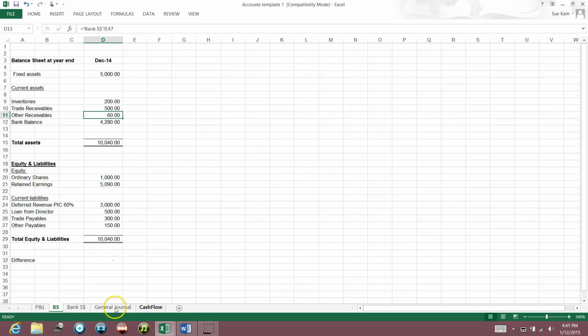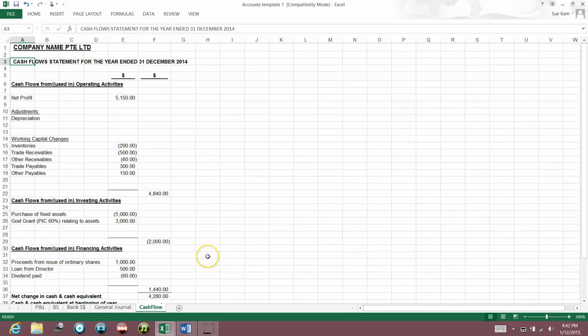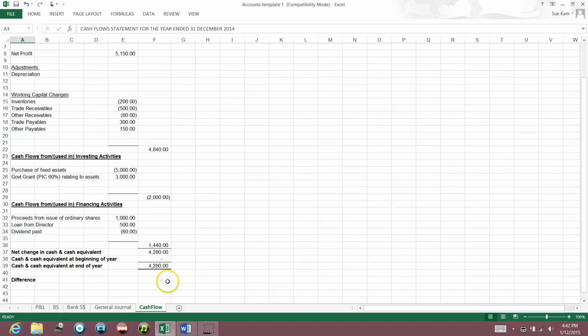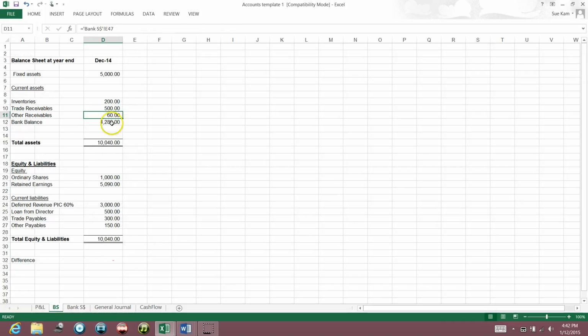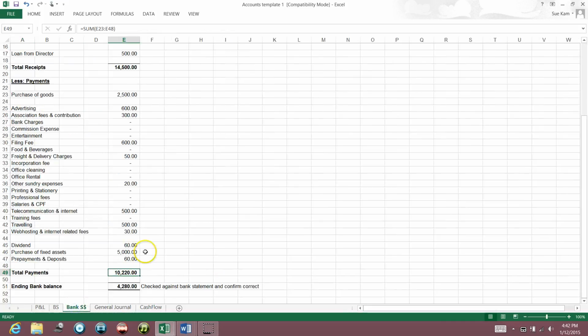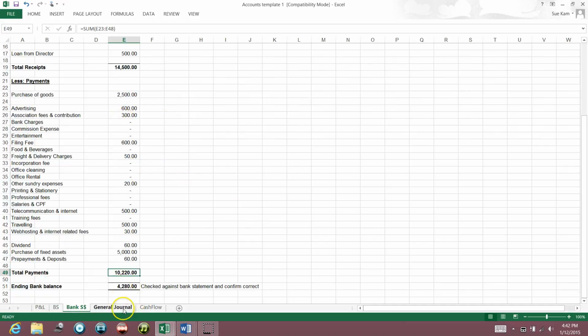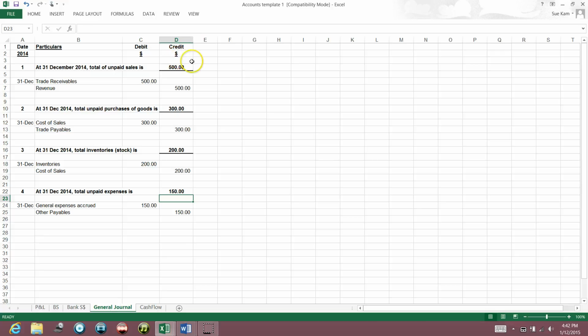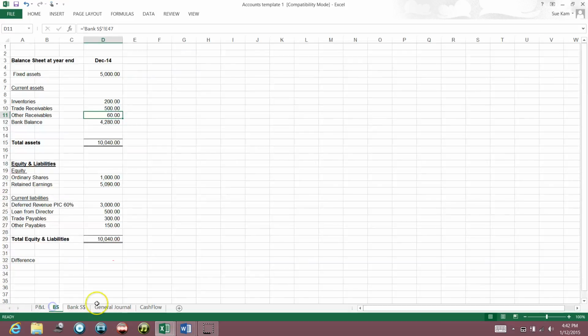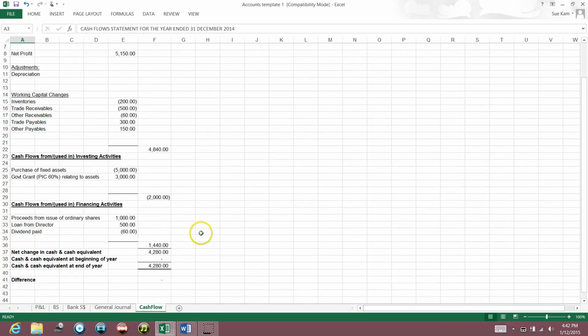Okay, then you come to the cash flow statement. It has been posted for you. The difference is also zero. That means the cash and cash equivalent at the end should be the same as the balance sheet bank balance here. You notice all I have to do is key in my receipts and my payments, and all the credit transactions, I just key in the figures here. It will auto post for me. Then the P&L, balance sheet, and the cash flow will be auto generated for you.